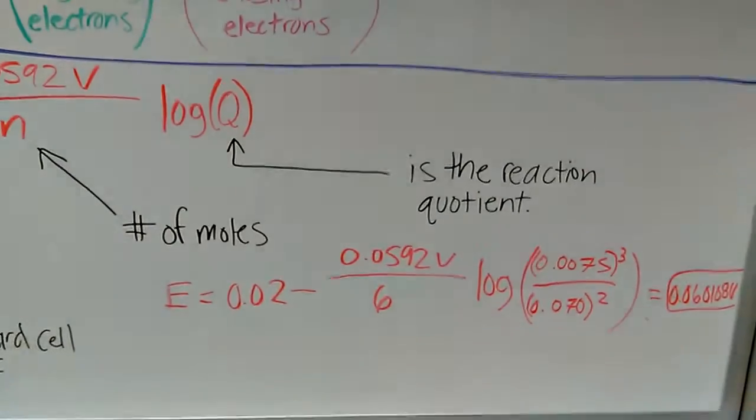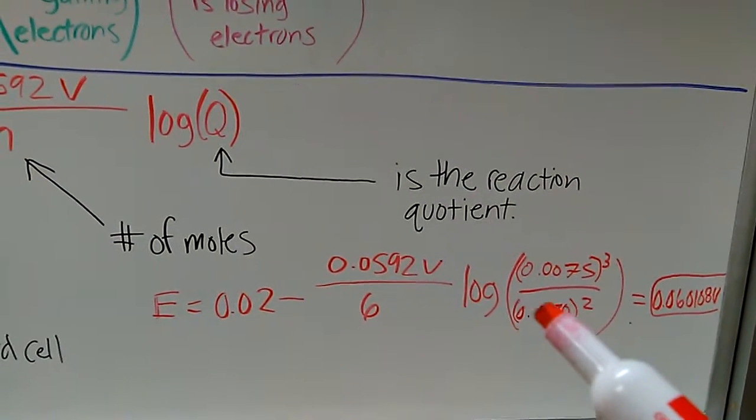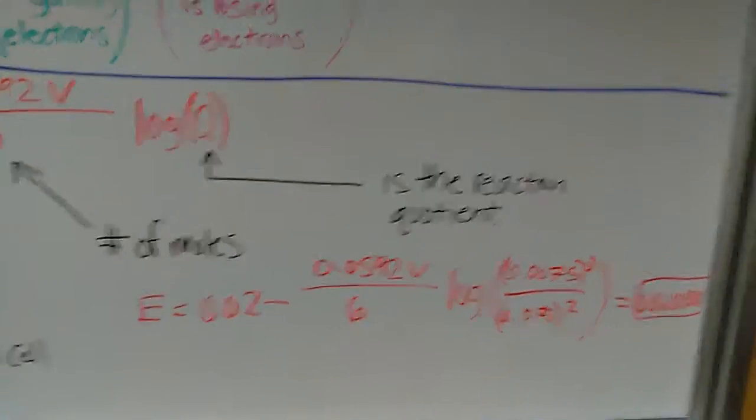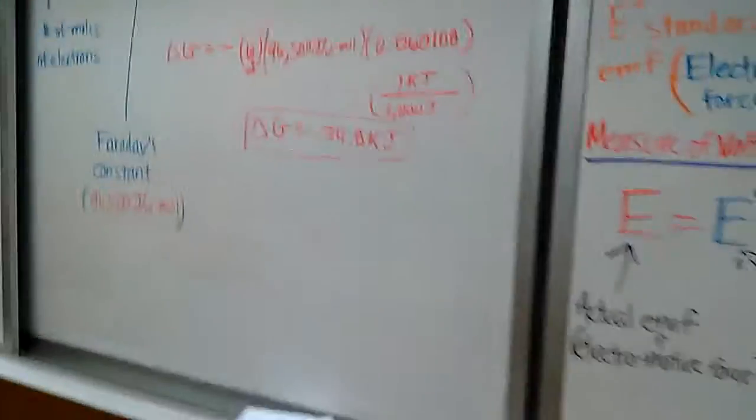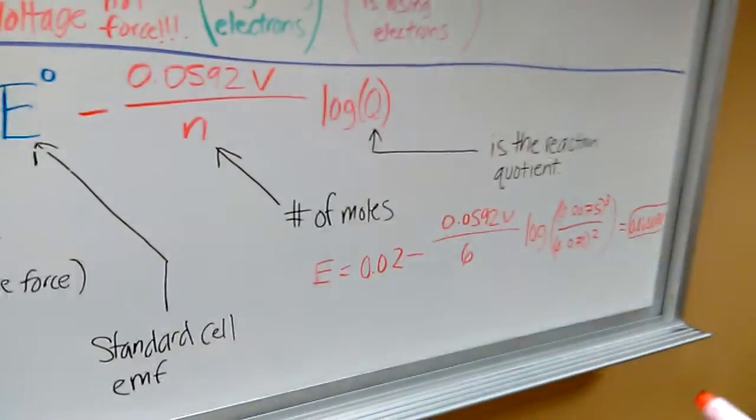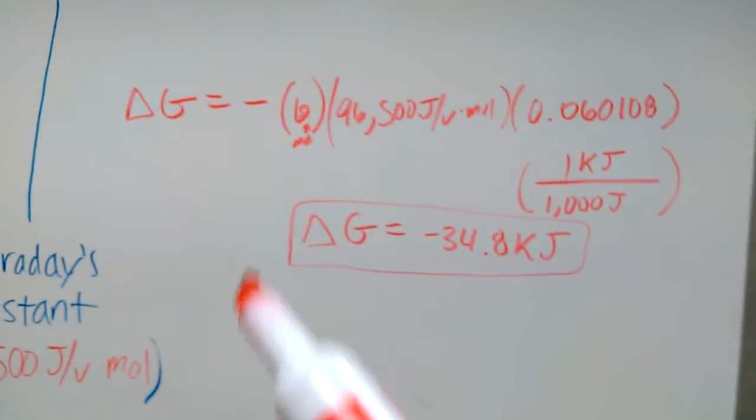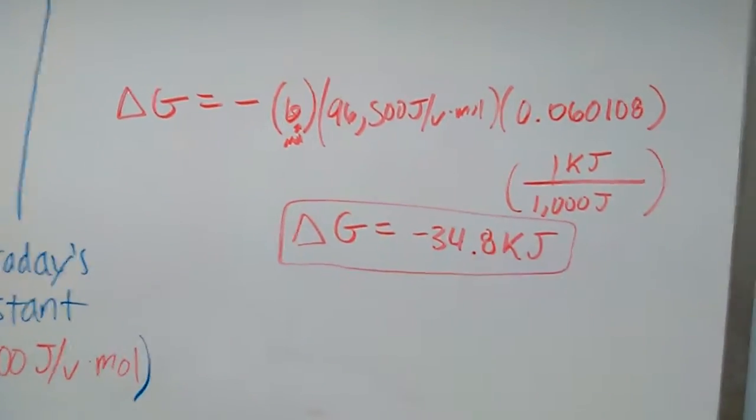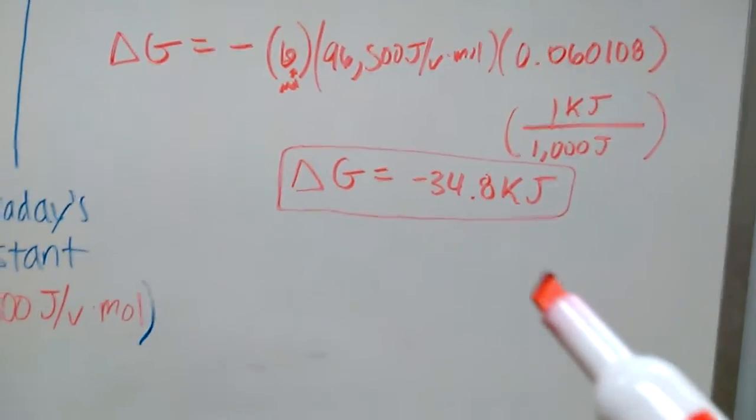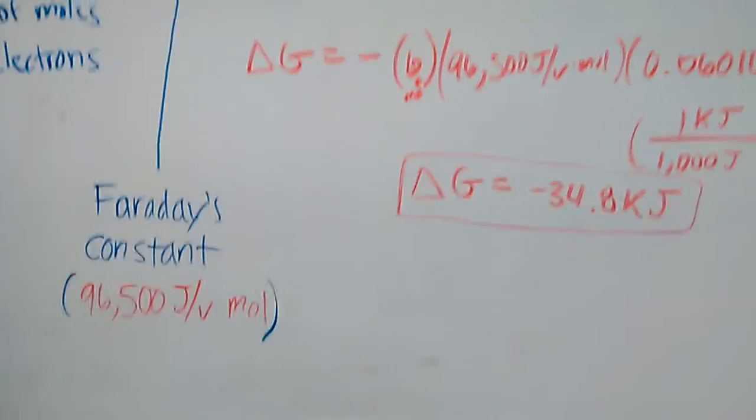Remember, you choose your concentrations. Don't forget to move your coefficient if you have a coefficient on top. And once you're done with that, you get your E actual number here. With your E actual number here, you're going to plug in your number of moles and Faraday's constant. You're going to convert it to kilojoules, and then you're going to get your free energy.